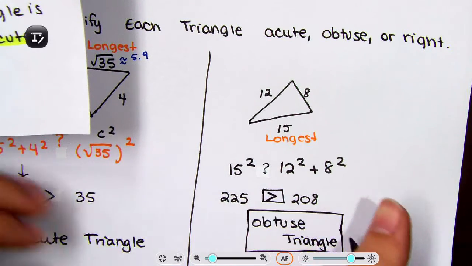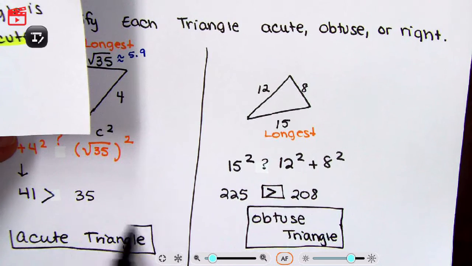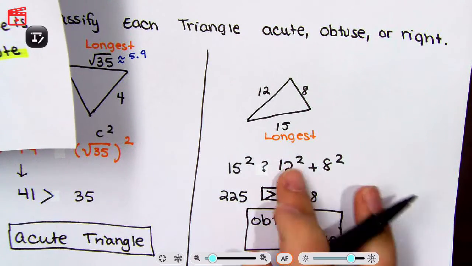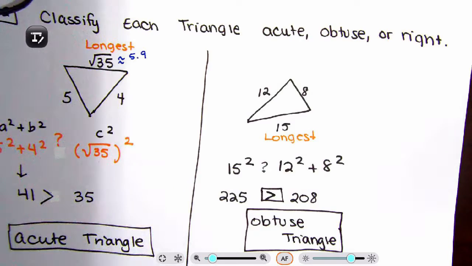So the answer is obtuse triangle or acute triangle or a right triangle. This right here, what we did, is considered your work to find out the answer.